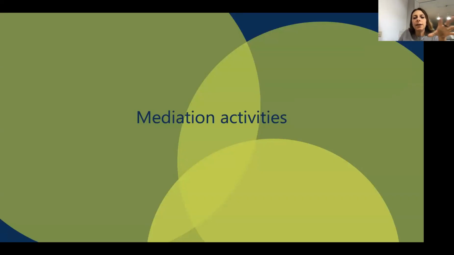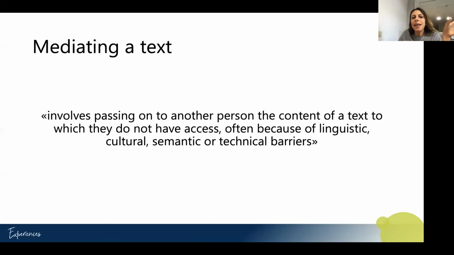So now let's go into detail. Let's analyze some mediation activities. Mediating a text involves passing on to another person the content of a text to which they do not have access, often because of linguistic, cultural, semantic, or technical barriers. So mediating a text could be not necessarily a written text. Text is a very wide linguistic concept, because text means just a piece of communication that could be oral, in a conversation, that could be written, that could be digital. So it's just a piece of communication.